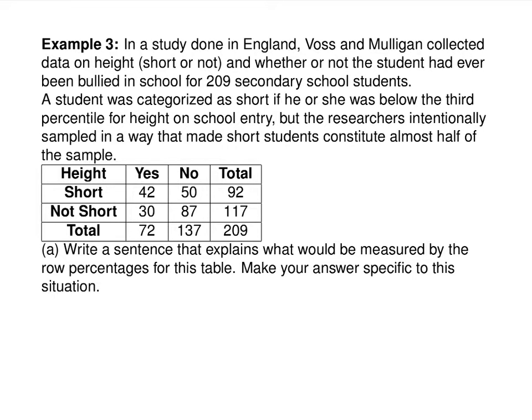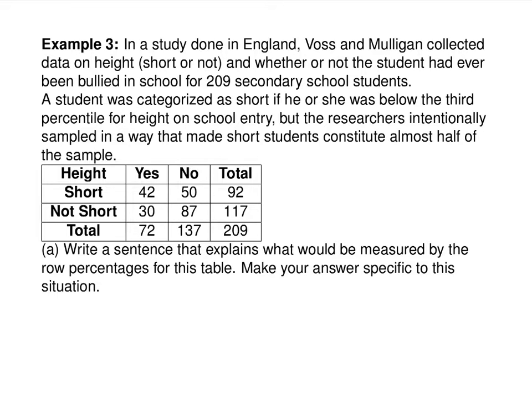And so there were 209 people, and you see how they fell into different categories. I suspect that what they did is they probably set their threshold for short by trying to keep the categories kind of even, because you can see that the short and not short are kind of close together, right? Yeah, look, I said this: researchers intentionally sampled the way that made the short students constitute almost half of the sample. That's how they did it.